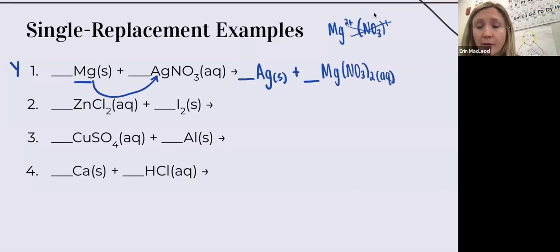I always start with the compound that I just wrote. So I've got 2 N's and 6 O's. So I'll come back on the left and I'll put a 2 to get 2 N's and 6 O's. It's going to give me 2 Ags. So I've got 2 Ags, and then you can fill in the ones if you would like.